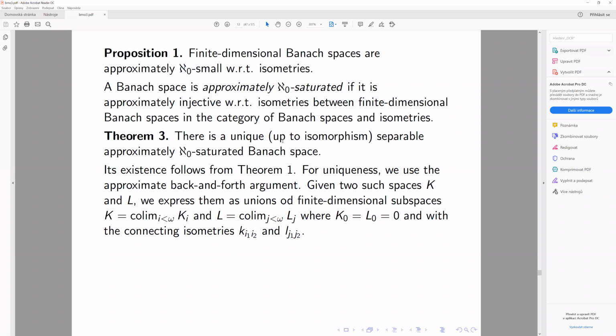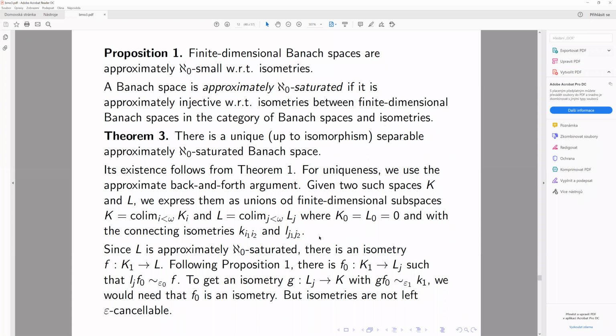So how does one usually prove the unicity? Usually one has two such saturated objects, and expresses them as a colimit, in our case a union of finite dimensional subspaces. Since they are separable, this is really a countable union. So this is the colimit of those. One starts from the same thing to make this construction easy to formalize. And I have these connecting isometries here and here. So I express K and L in this way.